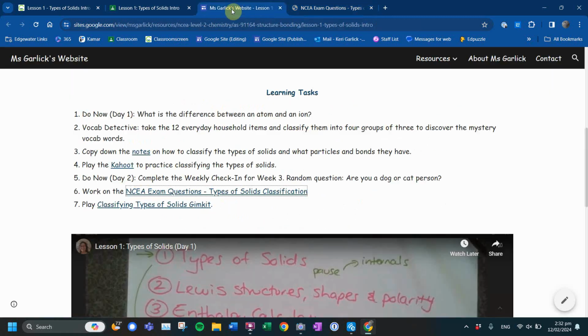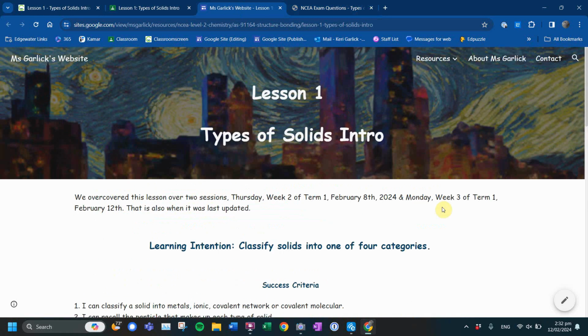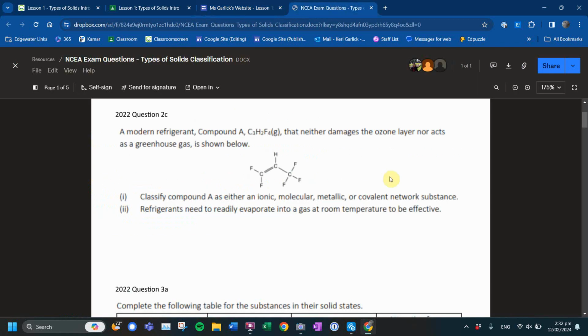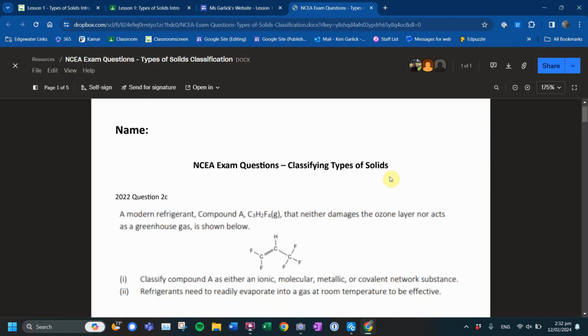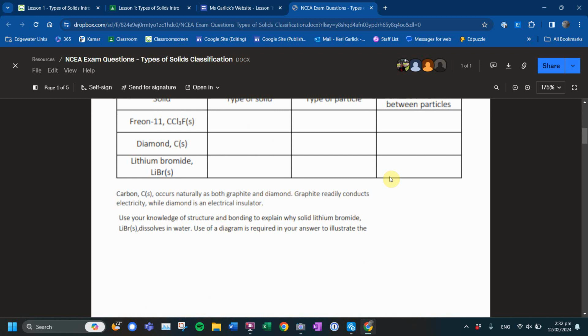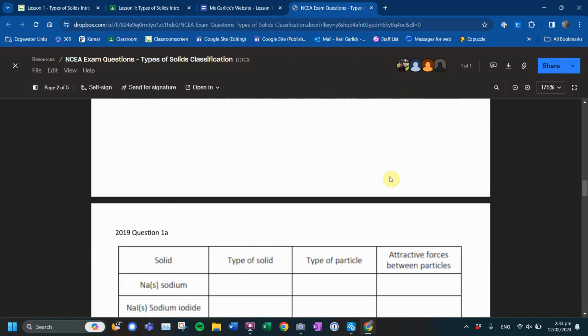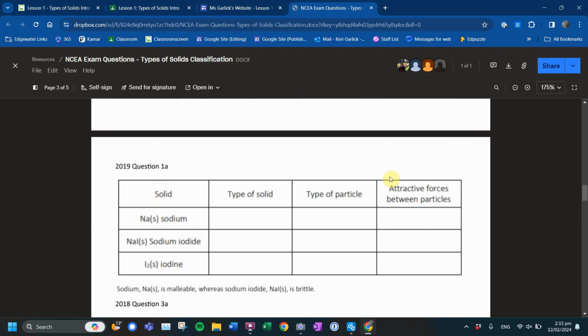You're on number 6 now. So working on these NCEA questions, all of them. Just work your way through it. Do some practice before we have to do the Gimkit. Okay? I'll come by and help.